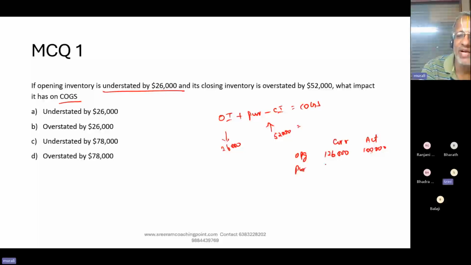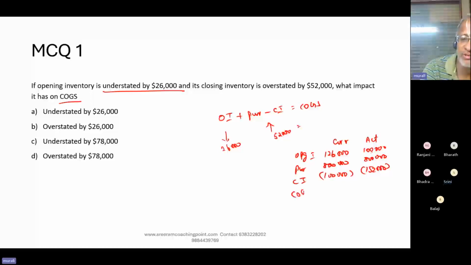Purchases, a convenient number, you can take it as 800,000. There is no problem in this. Closing inventory is overstated by 52,000. So 152,000, I'm sorry, 100,000 is the correct figure. Here I have overstated it as 152,000. I have to deduct. What is my COGS?